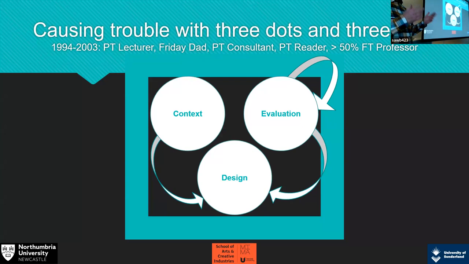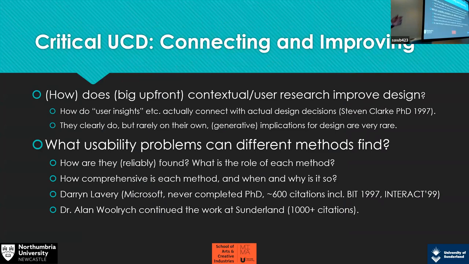And Darren was very concerned with a lot of evaluation methods, particularly inspection methods, and then looking at the knock-on for design. So we were beginning to look at the links between different aspects of user-centered design. So the question we were asking was, how does big upfront contextual design or user research actually improve design? There's still a very strong faith in user-centered design that if only you spend a large amount of time up front studying users' tasks, activities, and everything else, you'll end up with a fantastic design.